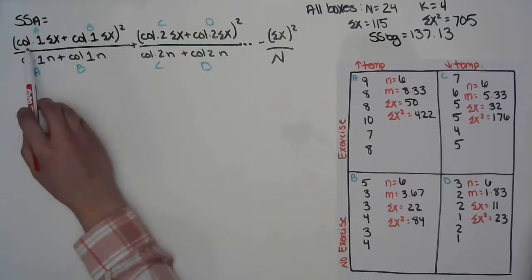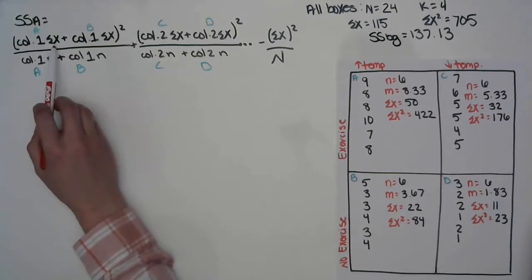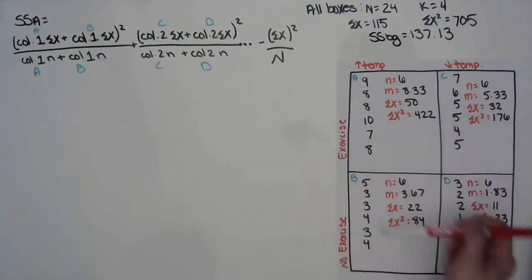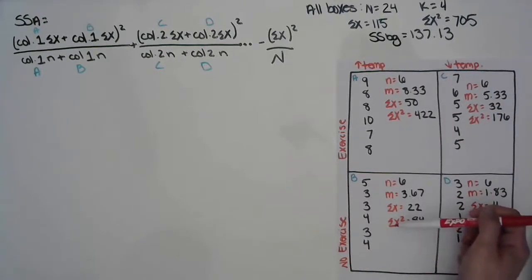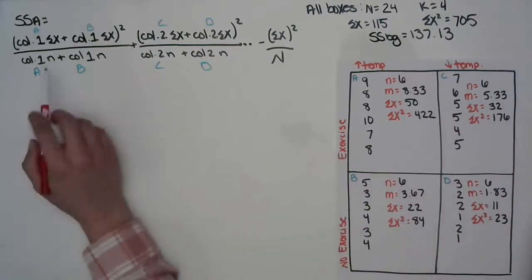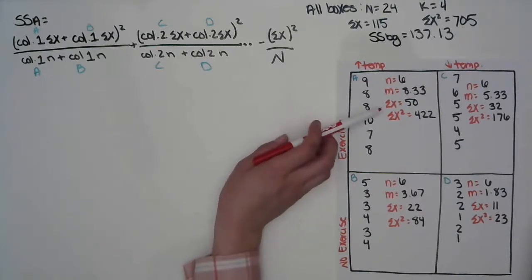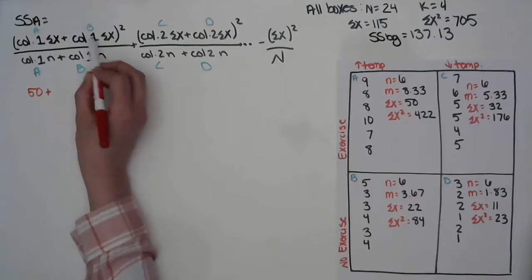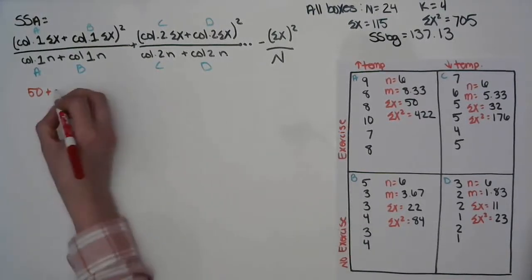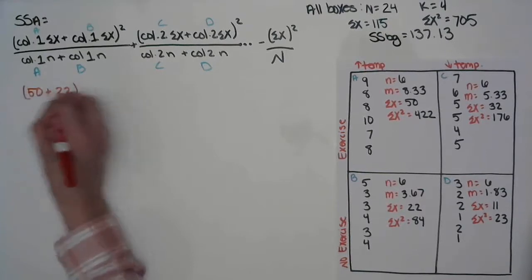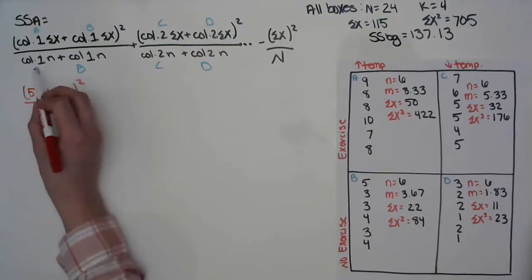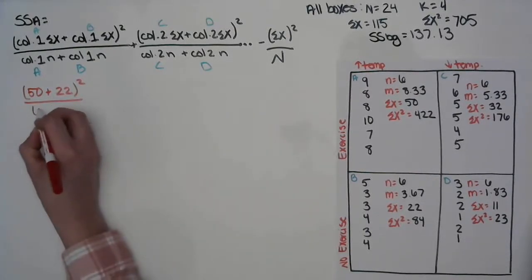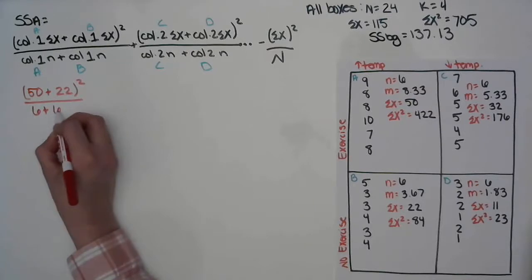Okay, so for column 1, we are going to need the sum of the raw scores from box A and box B, or from column 1. So this is column 1 here, so we are going to need information from this area here. From box A, the sum of the raw scores is 50. And then from box B, the sum of the raw scores is 22, and then that's going to get squared. That's going to go over column 1's n value, or box A's n value, which is 6. And then we need box B's n value, which is also 6.